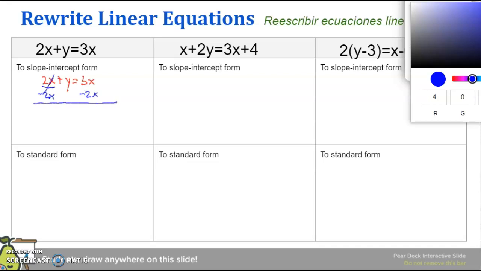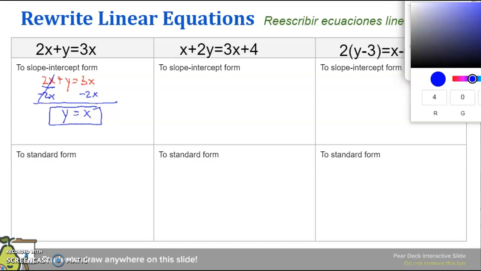Okay, so this goes away to 0 and you're left with y is equal to 3x minus 2x, which is just 1x. And we have no constant. So you can leave it as y is equal to x, or we can write y is equal to x plus 0, but y is equal to x is the default, so we're not going to go any further. Okay, so that is the slope-intercept form. What about the standard form?